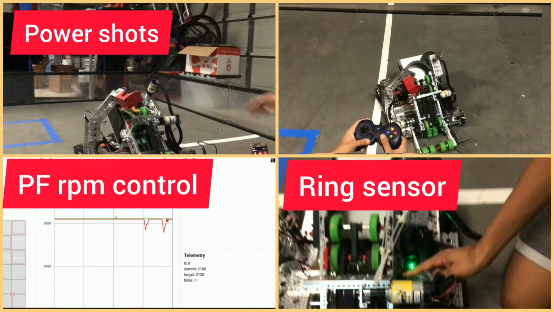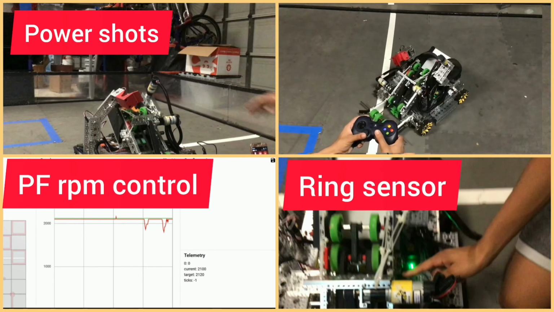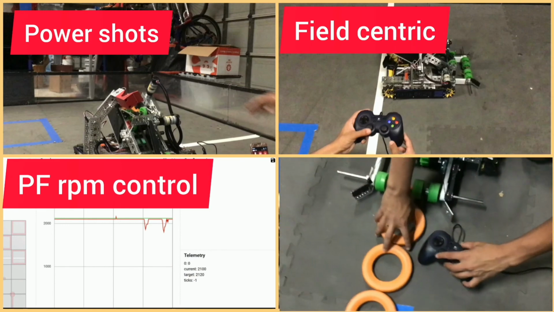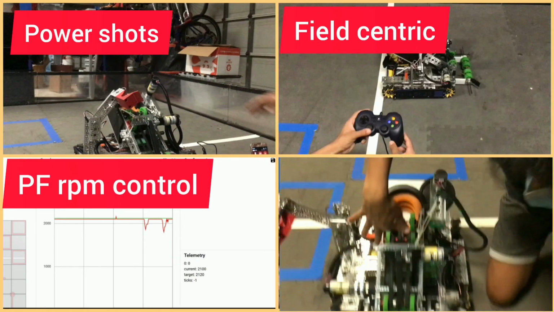We also use the angle from the dead wheels and the vector-based math to shift the frame of reference of the robot and create a driver program which moves the robot relative to the driver. We used a distance sensor to detect the number of rings in the robot and stop the intake.